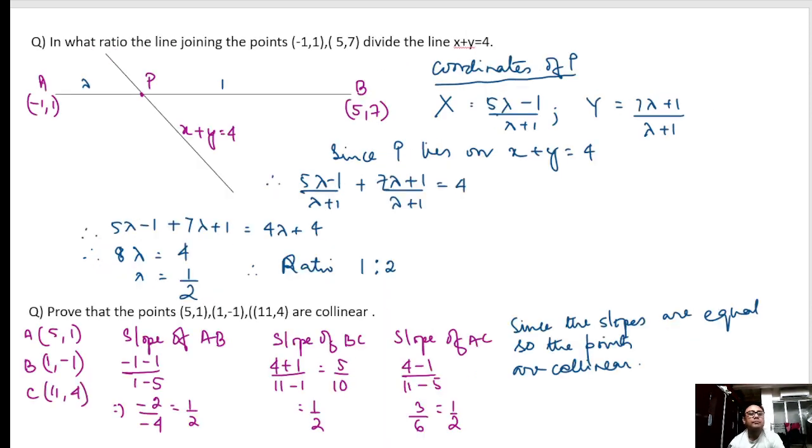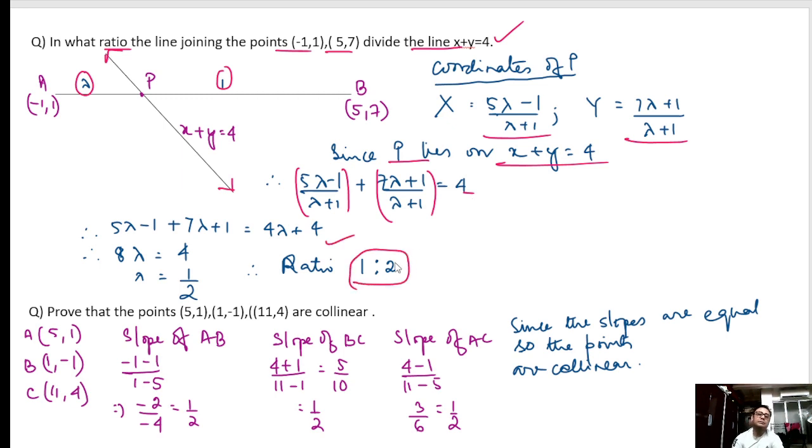Next, in what ratio does the line joining these 2 points divide this line? Okay, so see, this is that line. In what ratio will AB divide this line? That is the question. So let it be lambda is to 1. So we can find out the coordinates of P, x comma y. Now that P is also lying on this line. So instead of x I can put this, instead of y I can put this, equal to 4. We calculate this, this is the ratio.